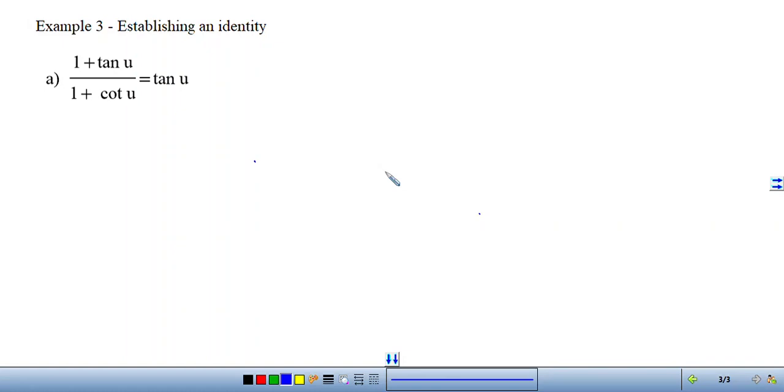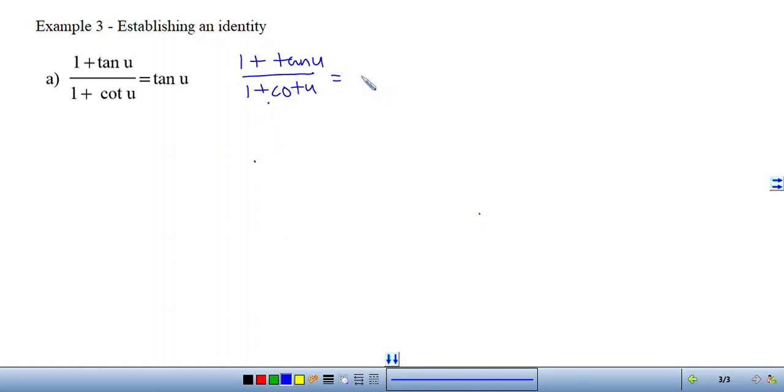Okay, welcome back. So today we are going to talk about establishing an identity. We're going to try to show that the left side is equal to the right side. Pretty much what establishing an identity means. So from the left side, this is the equation that we have. Now you could have easily started with the right side, but I think that's a little bit harder to go about going from the right to the left. So from the left side right here, there are many different approaches that you could have taken here.